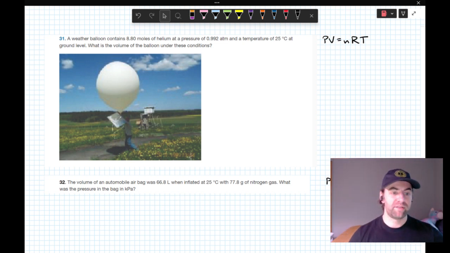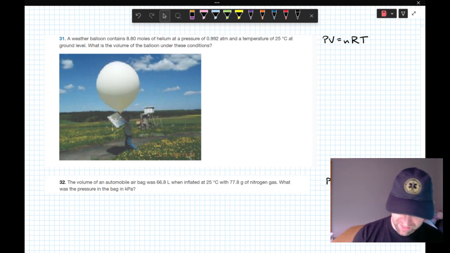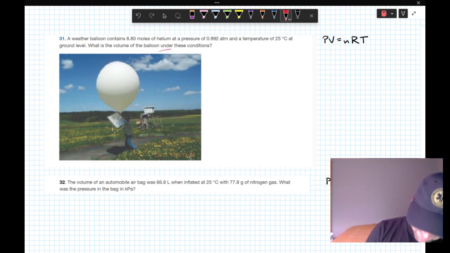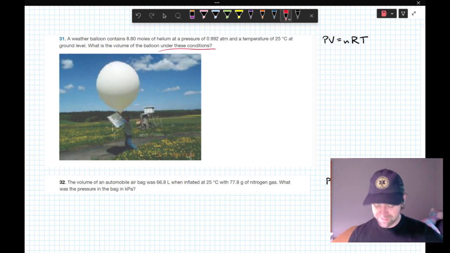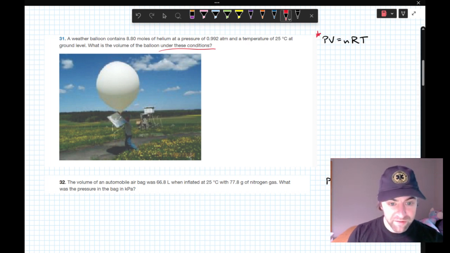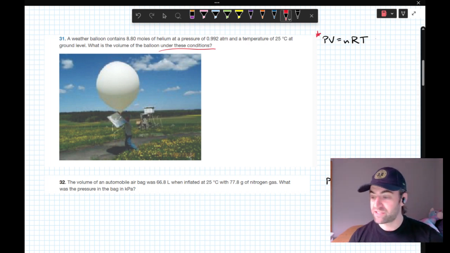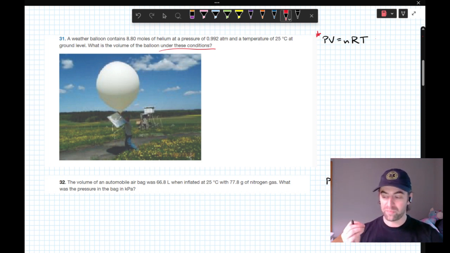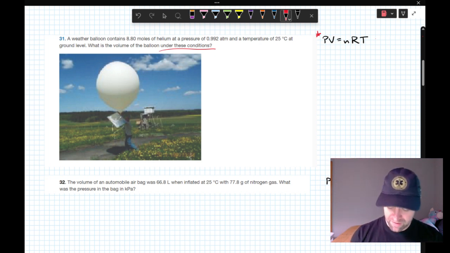A weather balloon contains 8.8 moles of helium at a pressure of 0.992 atmosphere and a temperature of 25 degrees Celsius at ground level. What is the volume of the balloon under these conditions? Under these conditions is always kind of a clue. But this is the first time that we're going to be really digging into this ideal gas equation, which is PV equals nRT, or PIVNERT if you need a mnemonic.